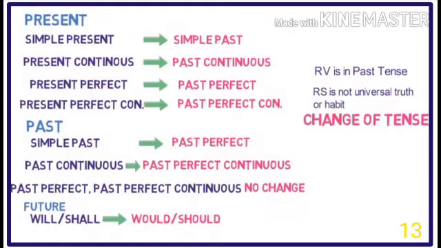Simple present tense changes to simple past in indirect speech. Present continuous changes to past continuous. Present perfect changes to past perfect. Present perfect continuous changes to past perfect continuous. Simple past changes to past perfect. Past continuous changes to past perfect continuous. Past perfect and past perfect continuous, no change. In future tense, will or shall will be changed to would or should.